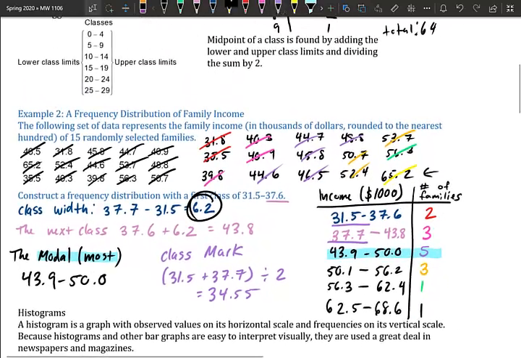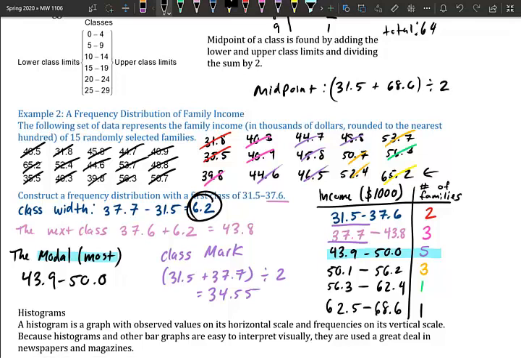If you wanted to find the midpoint of the classes, you would add the lower and upper class limits and divide by 2. So you would add 31.5 to 68.6 and divide by 2. Let's actually do that. I don't have that written out. So 31.5 plus 68.6, you get 100.1, divide by 2, and we get the midpoint of 50.05.